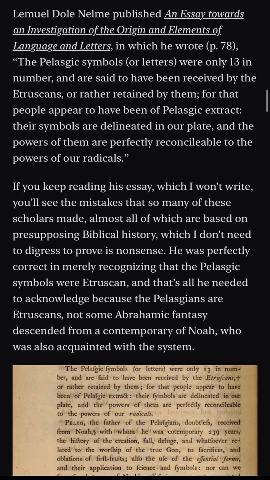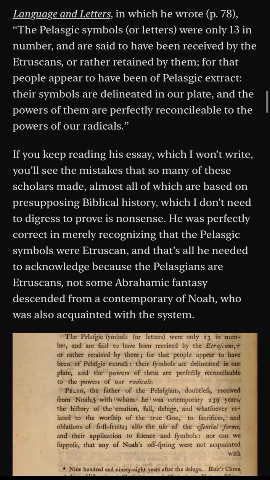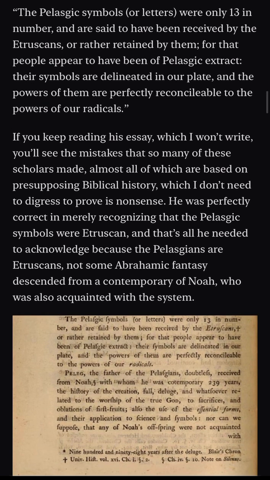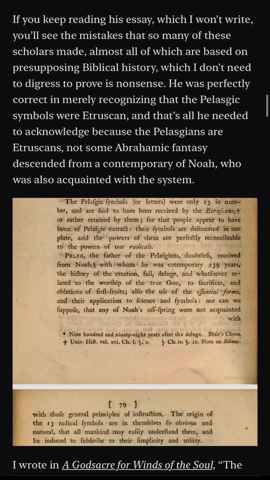Lemuel Dole Nelmy published an essay towards an investigation of the origin and elements of language and letters, in which he wrote, page 78, "The Pelasgic symbols, or letters, were only 13 in number, and are said to have been received by the Etruscans, or rather retained by them, for that people appear to have been of Pelasgic extract. Their symbols are delineated in our plate, and the powers of them are perfectly reconcilable to the powers of our radicals."